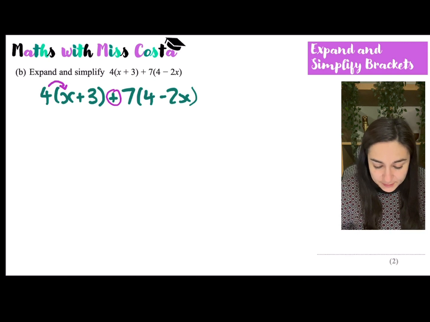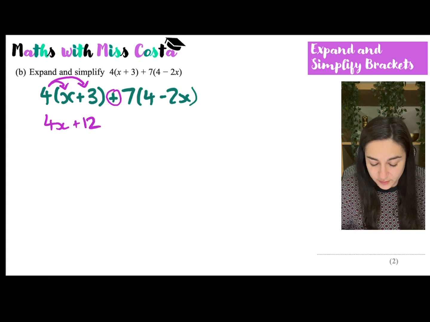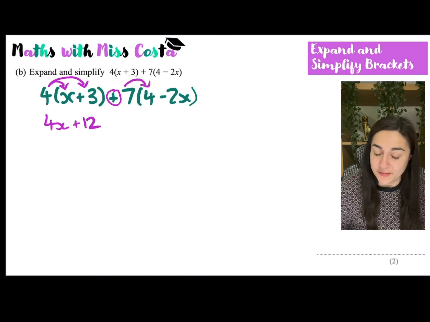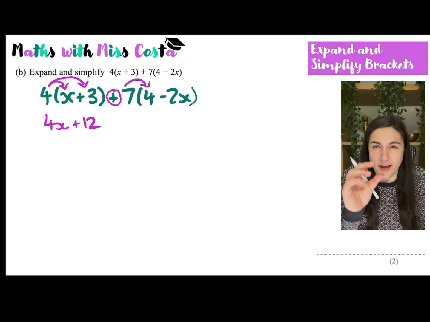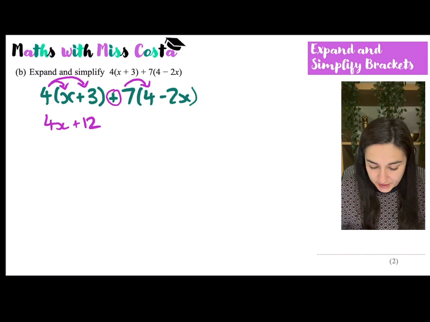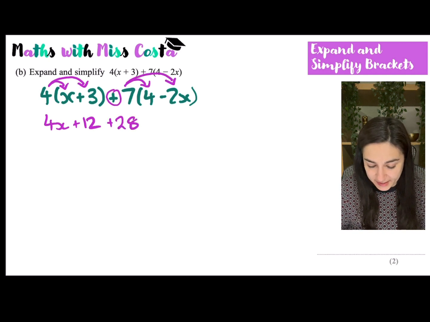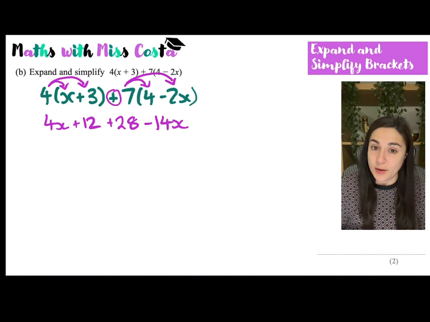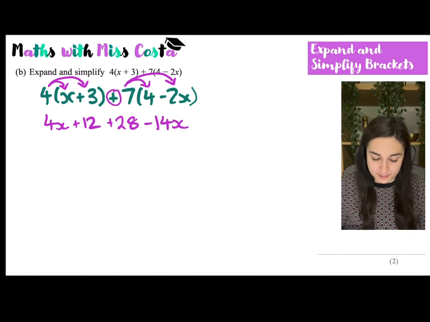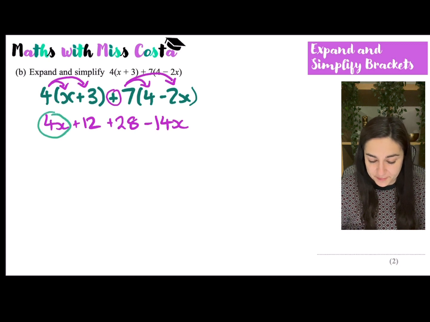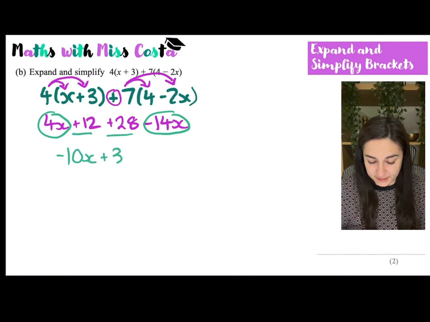So we multiply the first bracket. 4 times x is 4x. 4 times 3 is 12. And then 7 is a positive 7, because the sign always belongs to the term after it, so the plus belongs to the 7. So 7 times 4 is 28, and 7 times negative 2x is minus 14x. So now we have expanded them and we need to simplify. So we collect the like terms. 4x minus 14x becomes minus 10x, and 12 plus 28 becomes 30.